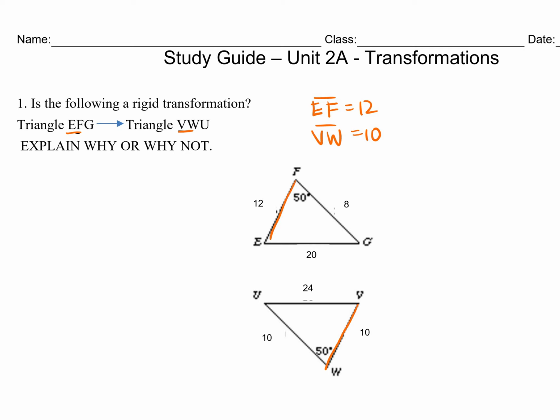A rigid transformation must maintain its size and its shape. It can only move around, flip around, reflect, rotate, but it cannot change size. So the answer would be no. And you can just cite one case, which is that EF and VW are not congruent.